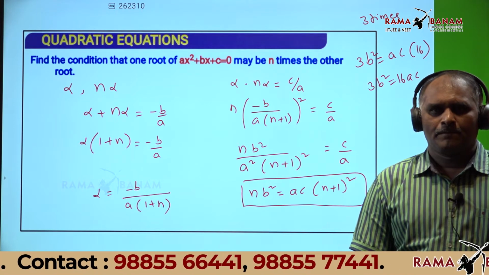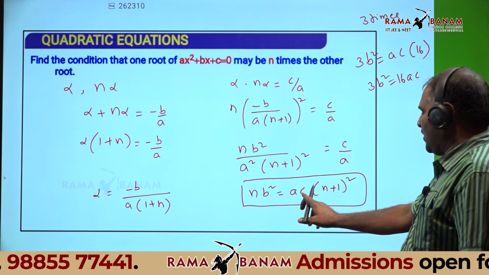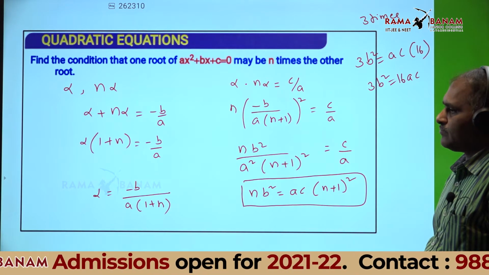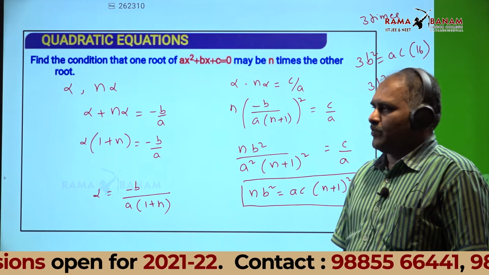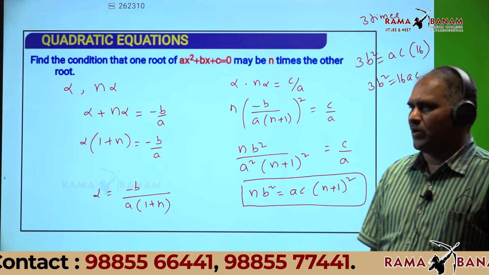Sir, now what is the condition? nb square is equal to ac into n plus 1 whole square.